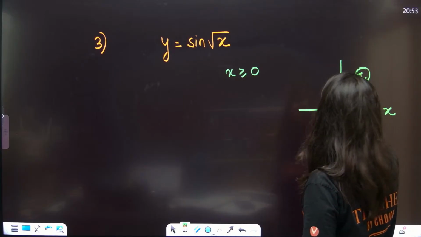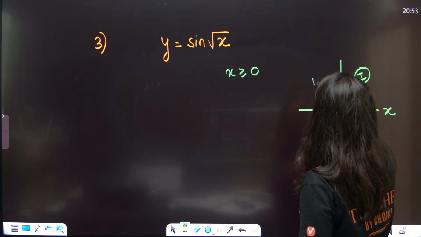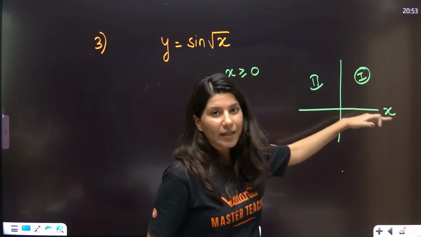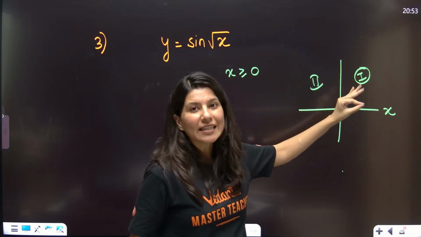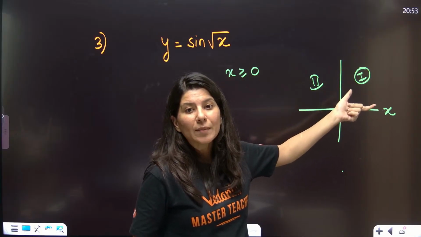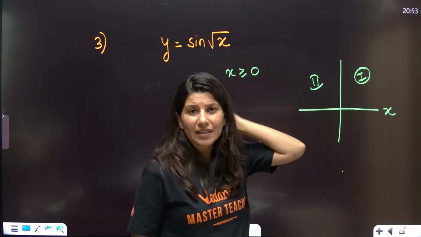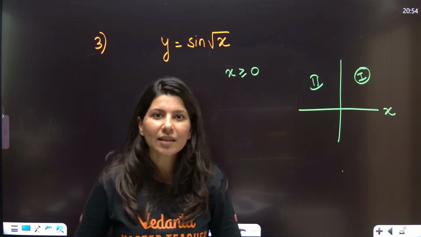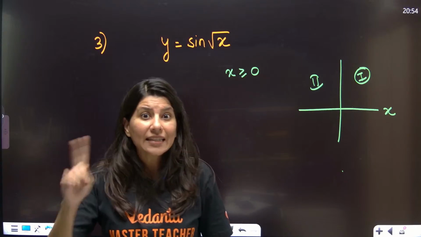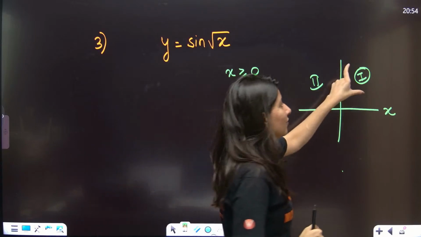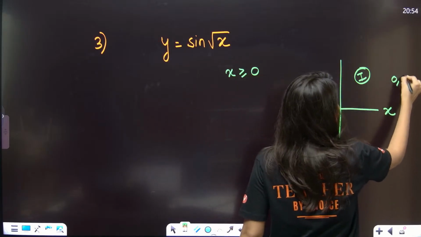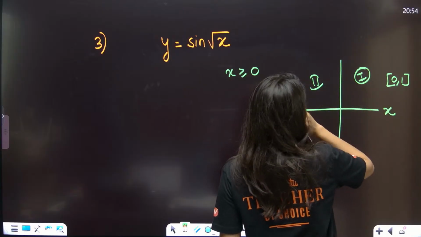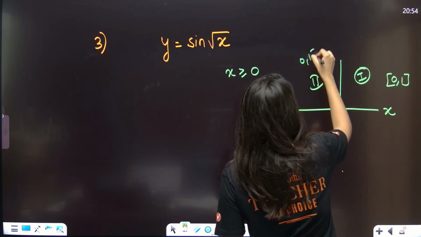So, 0 to pi by 2 and pi by 2 to pi second quadrant. So, in first quadrant, sine is positive. Okay. So, in first quadrant, sine x will become sine root x. In first quadrant, we will get all the values between 0 and 1. Have you seen the trigonometric table? Sine 0 degree is 0. Sine 90 degree is 1. So, in first quadrant, we will get all the values between 0 and 1. Output values I am talking about. And in second quadrant, again 0 and 1, because in second quadrant sine is positive.